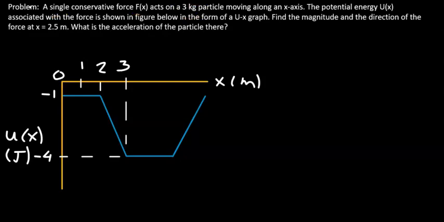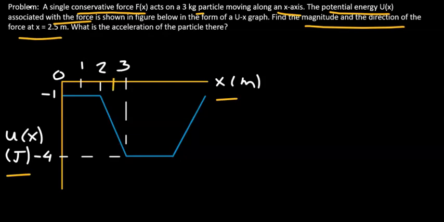Problem 3. A single conservative force acts on a 3 kg particle moving along an x-axis. The potential energy U associated with the force is shown in the figure below in the form of a potential energy versus position graph. Find the magnitude and direction of the force at x equals 2.5. That's right there. And what is the acceleration of the particle there?